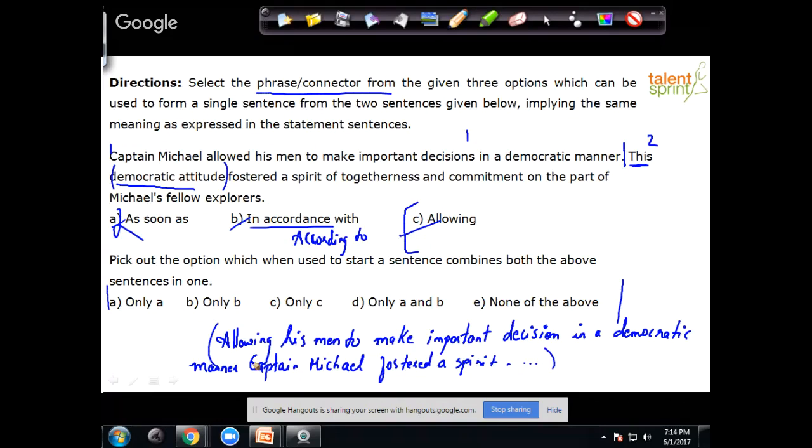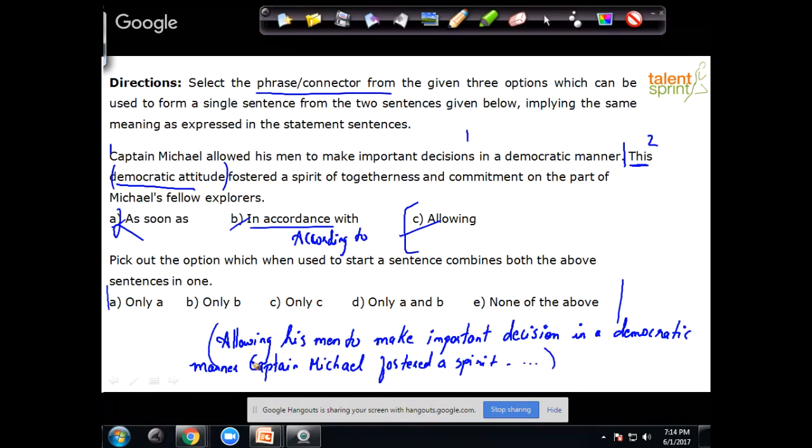The spirit of togetherness and commitment will come eventually as a result of Captain Michael giving permission for his fellow men to make these decisions in a democratic manner. Here, I can't bring in as soon as, that also sounds a little absurd. It's like saying, Captain Michael said, hey, okay, you know what, you guys can make this decision like this. And not like the next minute itself, you can see the spirit of togetherness and commitment, right? That's a little absurd. Togetherness and commitment is a characteristic quality that stems out of the freedom with which Captain Michael has allowed his fellow explorers to make decisions.